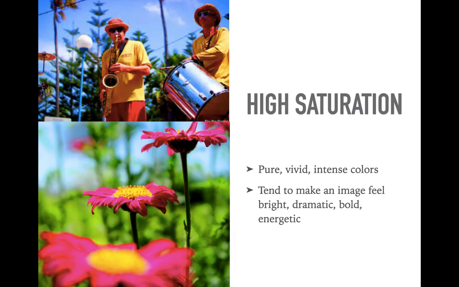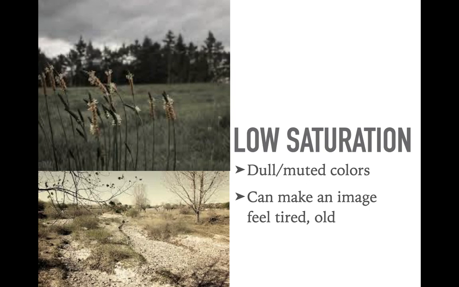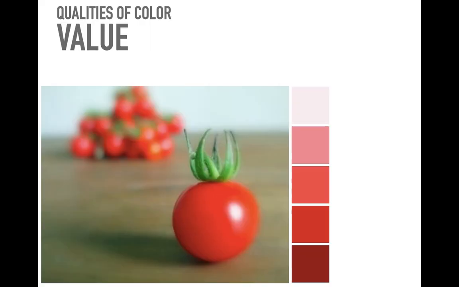High saturation means the colors are very pure or intense, and if you bump up the saturation on your pictures, it tends to make an image feel more dramatic and bold. Low saturation, on the other hand, is sort of washed out. We've grayed down the colors, and it can make an image feel tired or old, quiet.